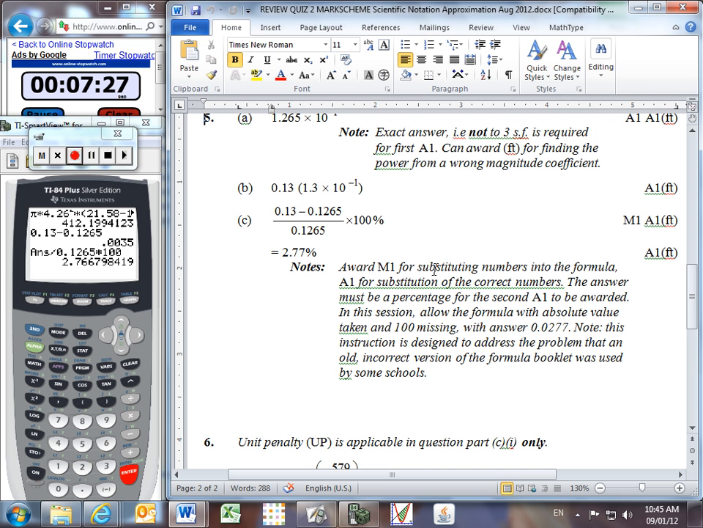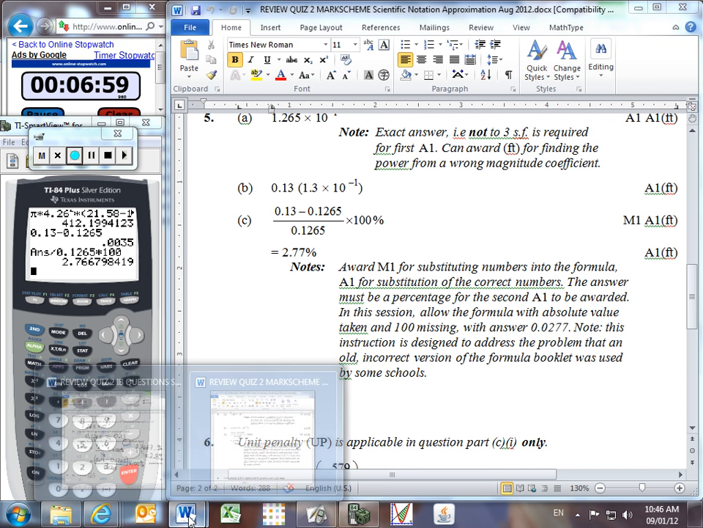And then you'll see that in order to get the second... Oh, and if you're wondering, why is it an M1 and an A1? It's an M1 for knowing to use the percent error formula and for doing the substitution, and A1 for substituting the correct numbers into the correct places. And the answer has to be a percentage in order to get this final mark credit. 2.8% it should be.